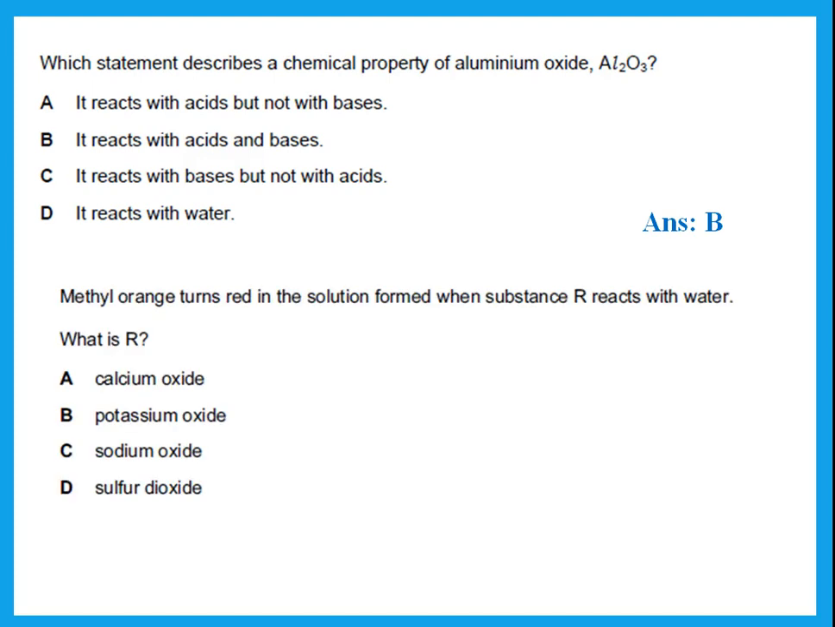Okay? Methyl orange turns red in the solution formed when substance R reacts with water. Again, R in water forms a solution that turns methyl orange red. When does methyl orange turn red? In an acidic solution. So which of these is acidic? Calcium oxide, potassium oxide, sodium oxide, sulfur dioxide? Yes, sulfur dioxide is acidic, so it is D. Okay?